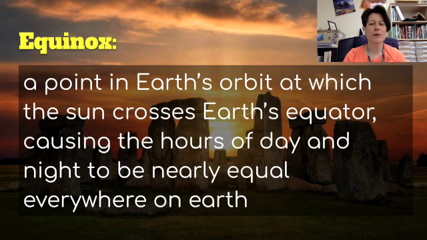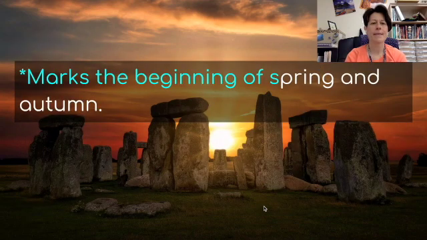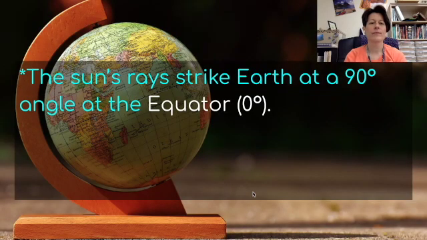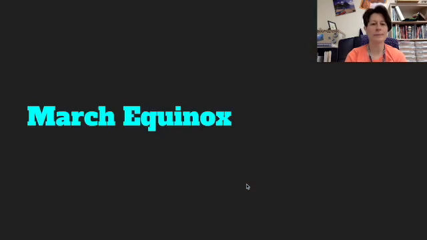An equinox is a point in Earth's orbit at which the sun crosses Earth's equator, causing the hours of day and night to be nearly equal everywhere on Earth. Again, Stonehenge is in the background because it was a calendar of sorts to keep track of these events. It marks the beginning of spring and autumn. At this time, the sun's rays strike the Earth at a 90-degree angle at the equator, so it's as if the sun is out of the screen, behind the screen that you're looking at.